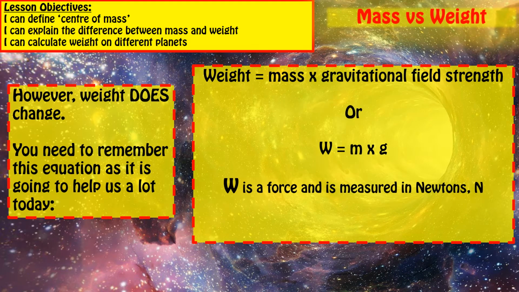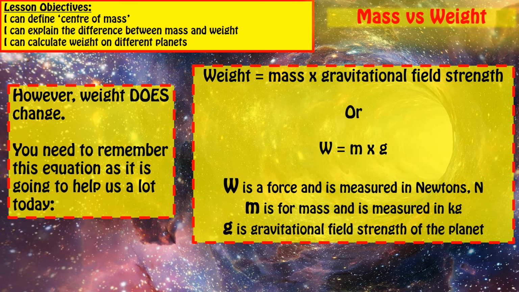So W is a force, and it's measured in newtons. Now you might be thinking, oh, force, we did this last lesson and the lesson before. That's a vector quantity. So well done if you've thought about that. M is mass, and that's measured in kilograms always. And G is the gravitational field strength of the planet.